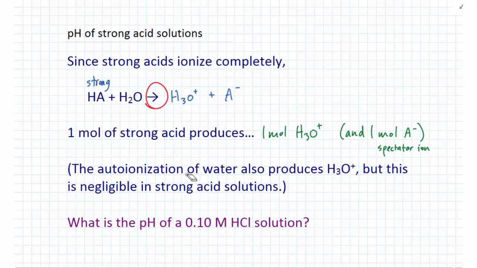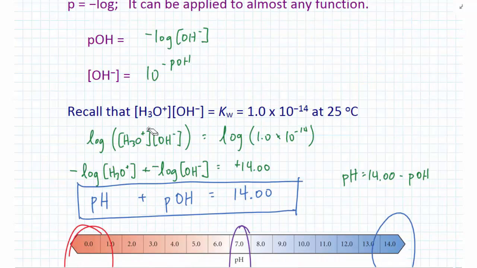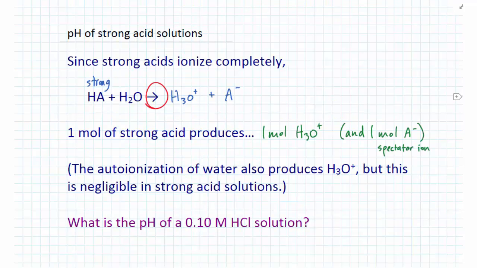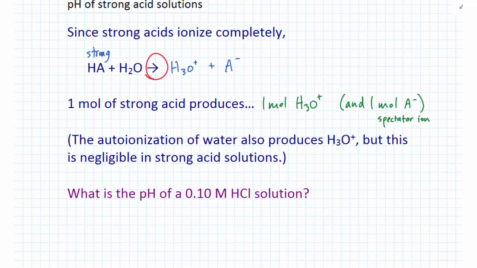The autoionization of water also produces hydronium, just sort of on its own, but this is negligible in strong acid solutions. That would be on the scale of 10 to the minus 7 molar or something like that. But with strong acids, we usually will have like 1 molar or 2 molars or 0.5 molars, several powers of 10 more than what's produced by water itself. Okay? So that makes our calculation pretty simple.